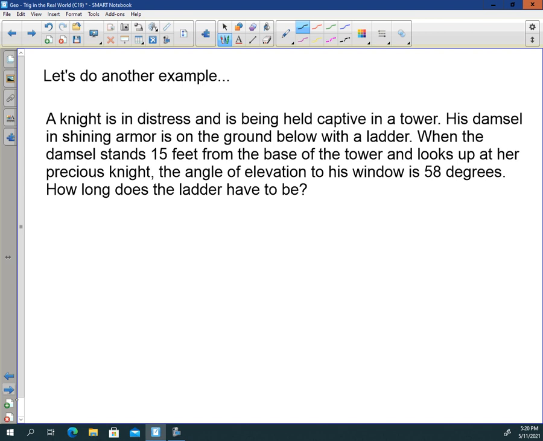So let's draw a right triangle to simulate this event. So there's our right angle. That side over here is going to be the tower, and I don't know how tall the tower is. It says the damsel stands 15 feet from the base of the tower. So if this is the tower, we know that our rescuing damsel is 15 feet away. So that is 15 feet.